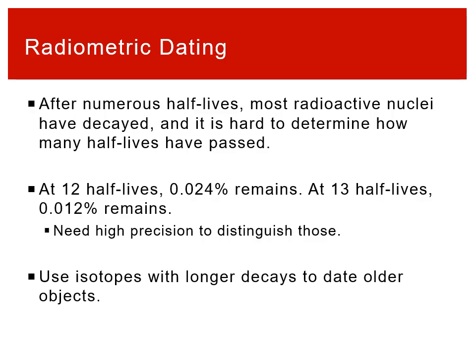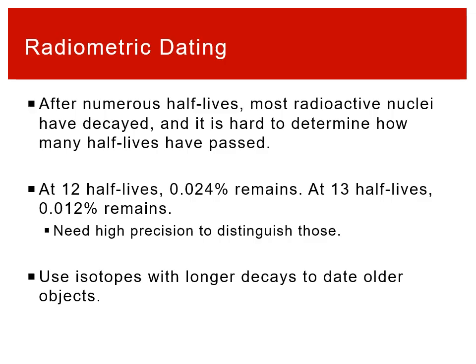So with radiometric dating, we are limited in what time frames we can look at, based on the isotope we're looking at. If we think about after a lot of half-lives have passed, there's still some nuclei left, but not a lot. For example, at 12 half-lives, 0.024% remains. After 13 half-lives, 0.012% remains. Those are really similar numbers. And if you're measuring the radioactivity or how many nuclei are left in a rock, that's pretty hard to distinguish those two numbers. You would need really, really high precision to distinguish those.